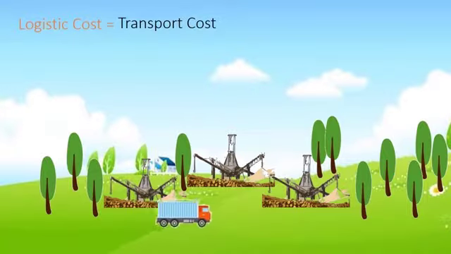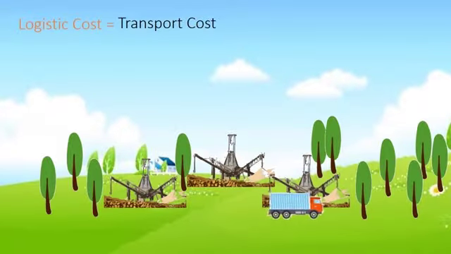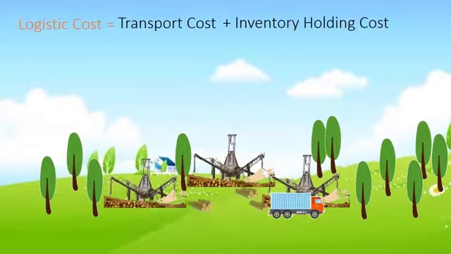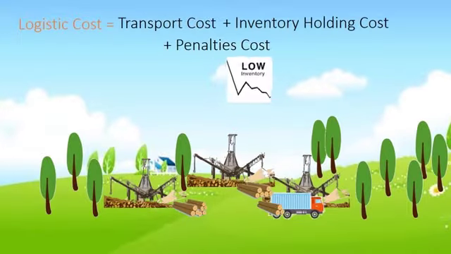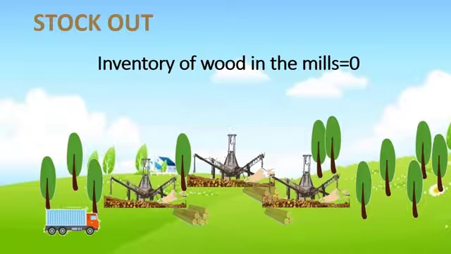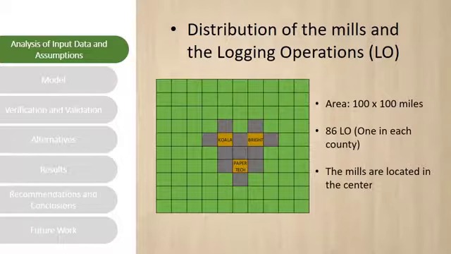Logistic costs can be divided into transportation costs, inventory holding cost, and penalties cost. On the other hand, the stockout is defined as the state in which a mill inventory is zero. The first step of the project consists in analyzing the data and assumptions.